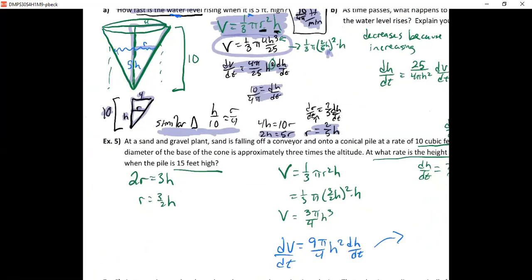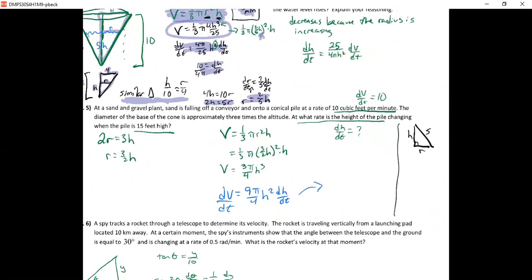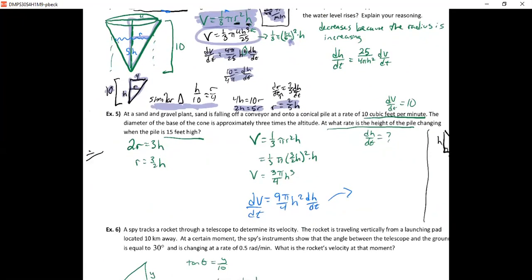So, all right, example 5, sand at a gravel pit. Sand is falling off a conveyor belt onto a conical pile at a rate of 10 cubic feet per minute. This is a situation that I have not drawn out yet. We have a conveyor belt, and sand is dropping off of that onto a conical pile. Let me go ahead and draw that out, but really this is a conical pile. So we have the height of the cone and the radius of the cone as well. At what rate is the height of the pile changing when the pile is 15 feet high? So we want to know that the overall pile is 15 feet high.